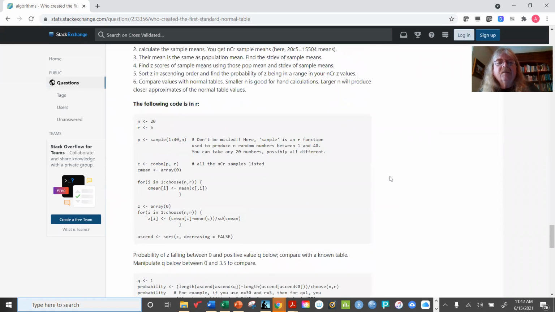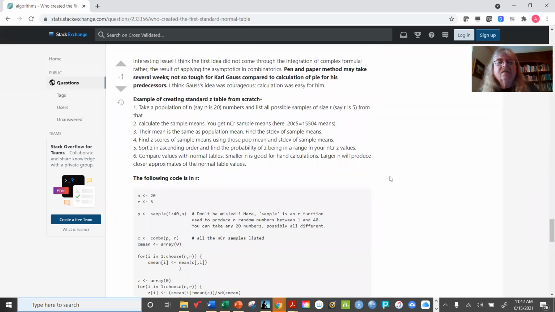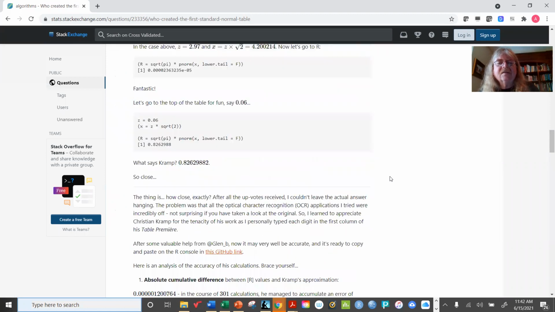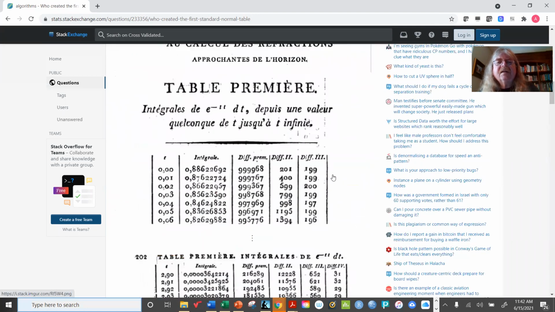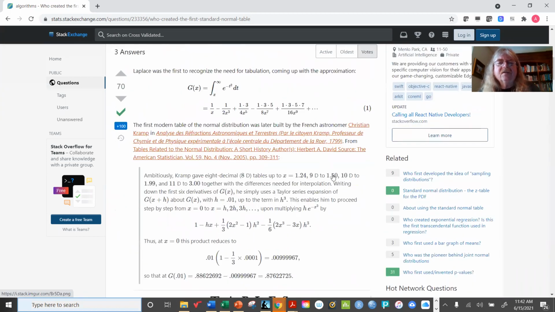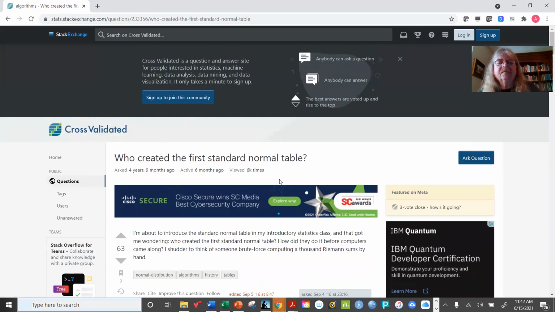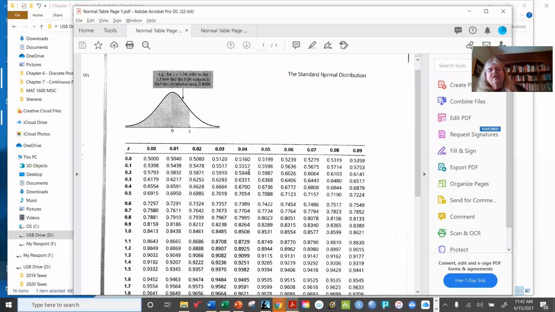It would have been a nightmare. So we should take our hats off to these people for creating these tables, because that meant that nobody else had to. Interesting. All right, well, anyway, so here they are.